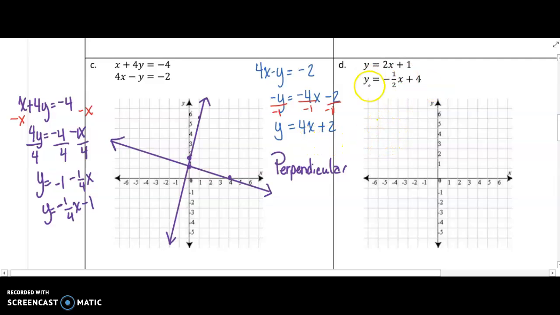All right. And then D, oh, look, they're already solved for y. Let's just graph those. So I have a y-intercept of 1. From there, I'm going to move using my slope. I'm going to go up 2, 1, 2, and over 1, because I don't have a run. No run, we put a 1.